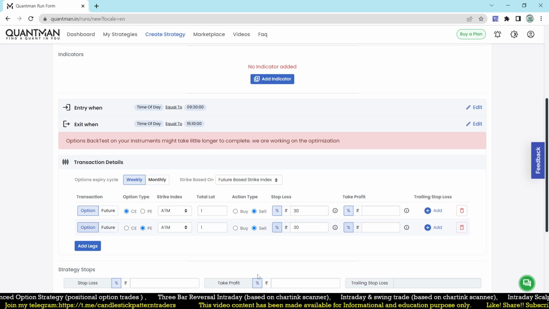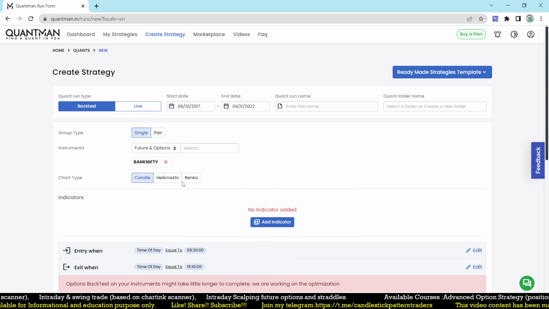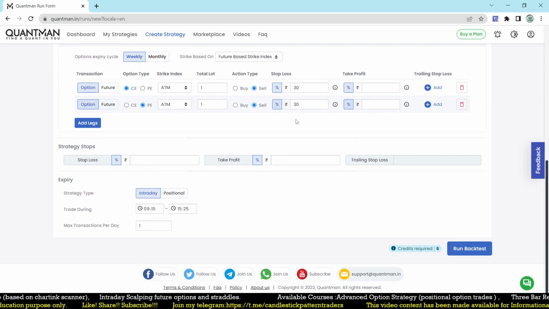So the condition is very simple. I am going to sell a call and a put at exactly 9:30, and I keep a 30% stop loss on each leg. If no stop loss is hit, that position is going to be squared off by 3:10 p.m. So these are the simple conditions. From 2017 I have given the backtest here. So let me try to do it.